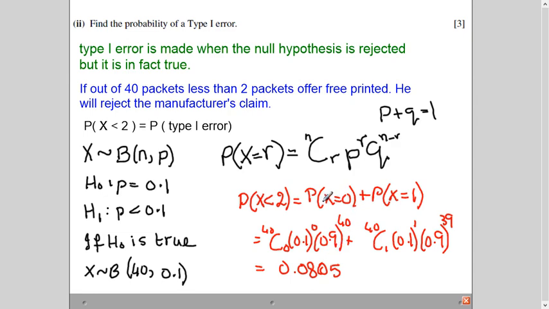So I'm simply applying x equals 0, this formula of binomial, and calculating my probability. So it is 8% approximately. If you multiply it by 100, it will be 8.05%. So the probability of type 1 error is this.